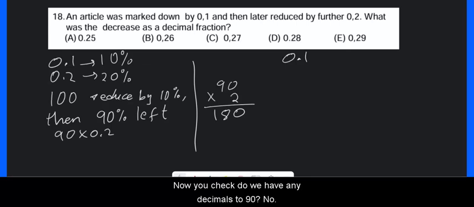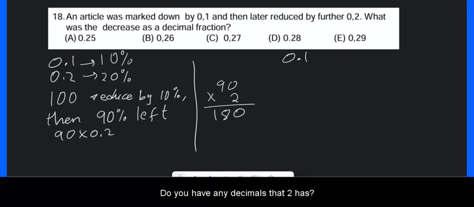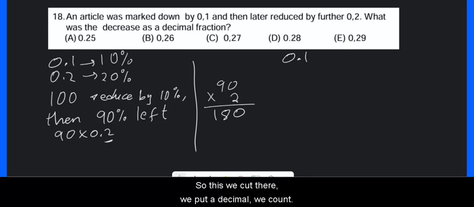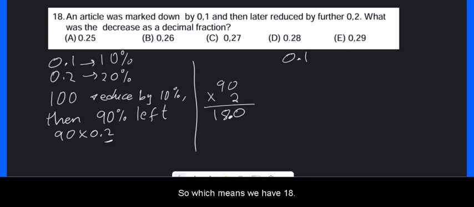Now you check, do we have any decimals in 90? No. Do we have any decimals that 2 has? Yes, we have got 1 decimal. So this, we cut it there. We put a decimal. We count, we have got only 1 decimal in these two numbers, which is 0. So, which means we have 18.